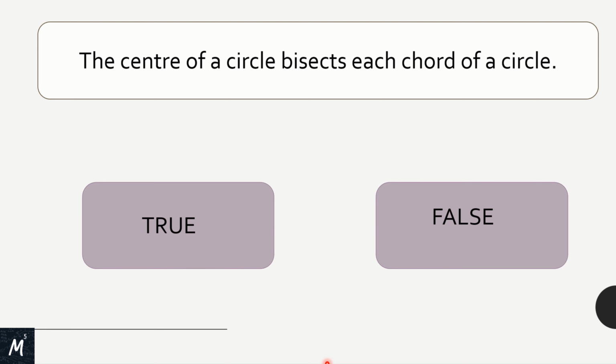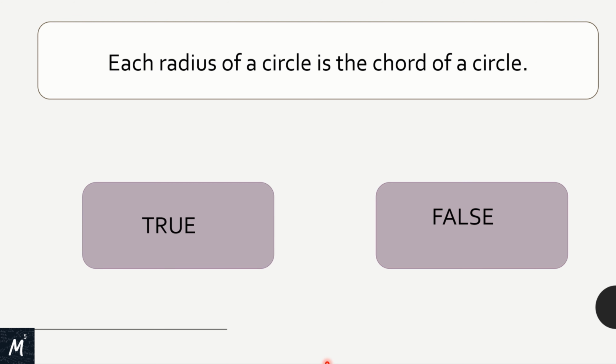The center of a circle bisects each chord of the circle. We know the center only bisects the diameters of a circle, not every chord of the circle. So this one is false. Next. Each radius of a circle is a chord of the circle. No, this one is false.